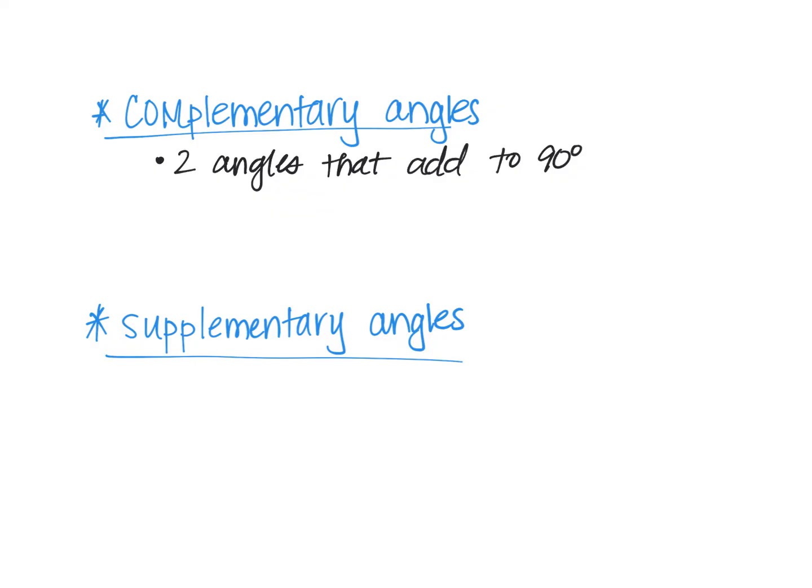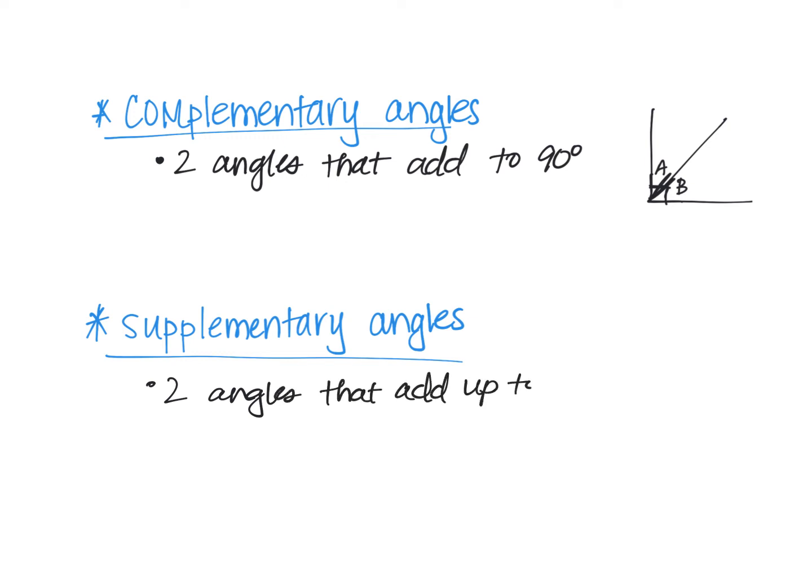Complementary angles are two angles that add up to 90 degrees. So basically if I take two angles and I put them together, let's say I take this little angle here and this angle here, if I put them together, they make 90 degrees. So I would say that these two angles, maybe I'll say angle A and angle B, are complementary because they make 90 degrees together. Supplementary angles are two angles that add up to 180 degrees.